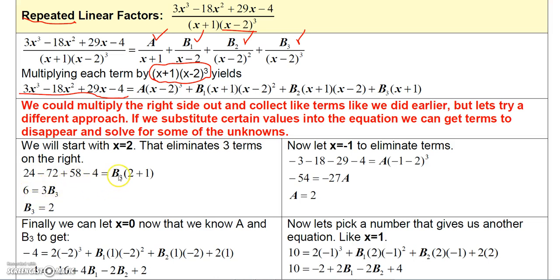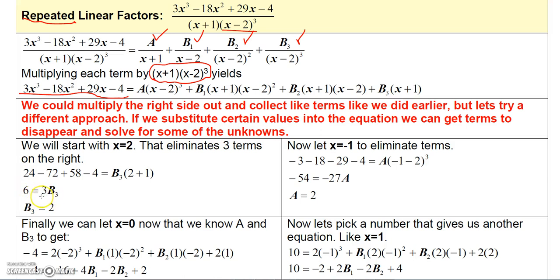Now let's look at what happens on the right-hand side if I plug 2 in. Remember what I said? On the right-hand side, this term disappears. It's going to cancel. This term's going to cancel. This term's going to cancel. So all I'm going to have is the B3, and then I'm going to plug 2 in here for x. So I have B3 times 2 plus 1, which is just 3B3.